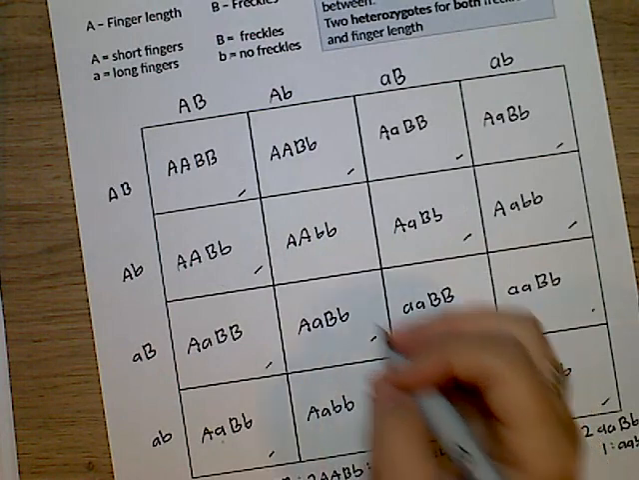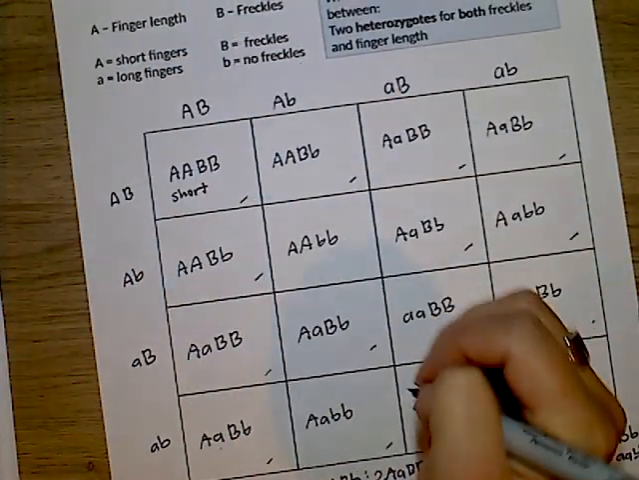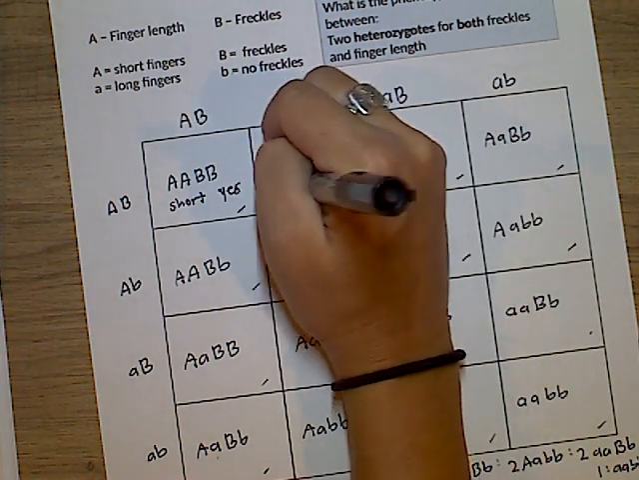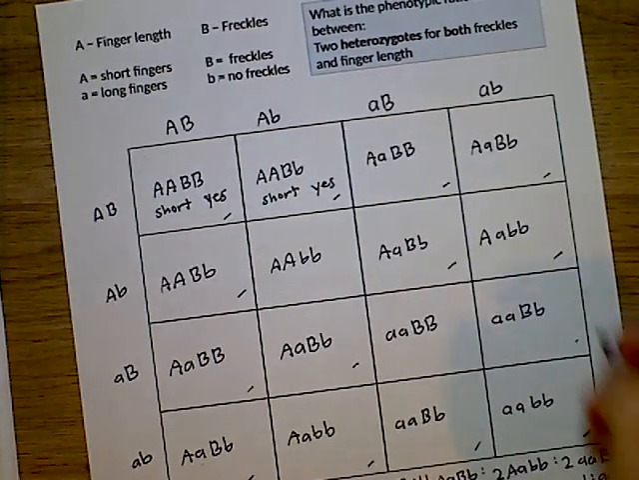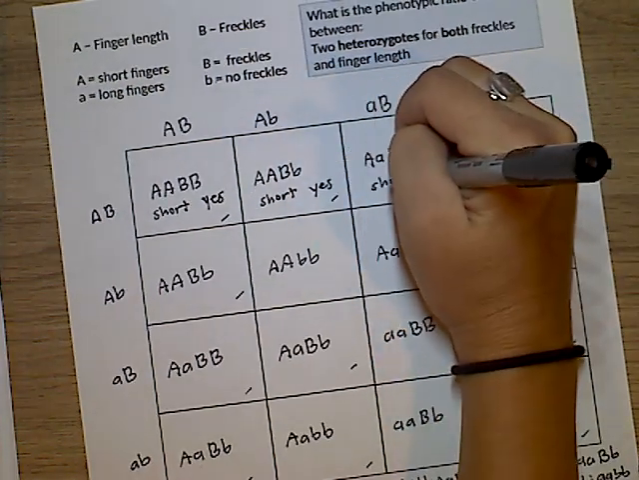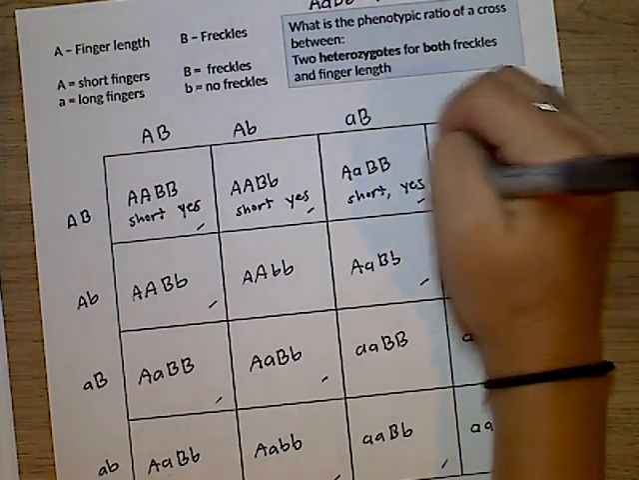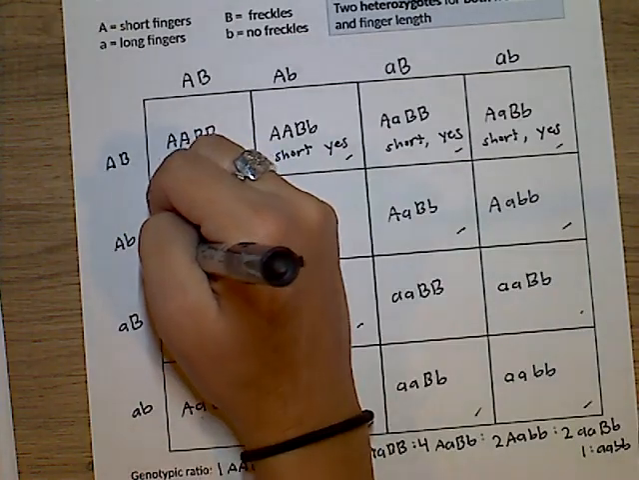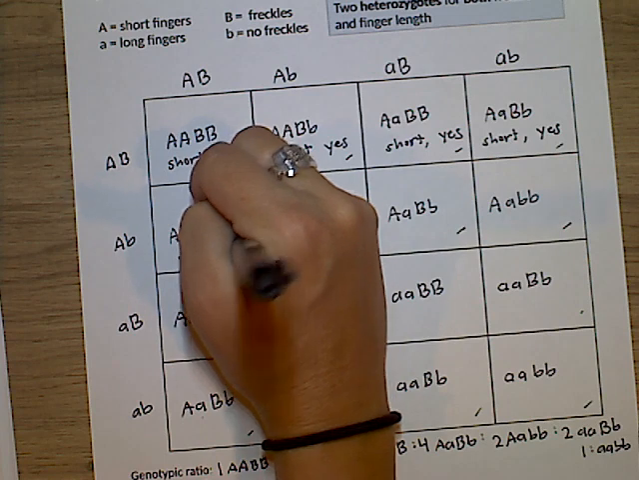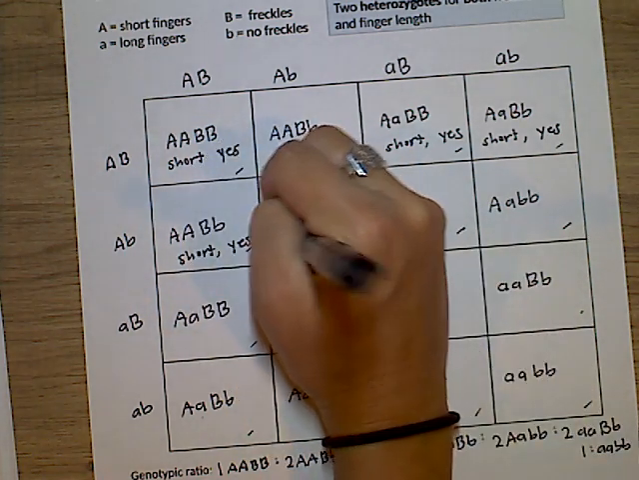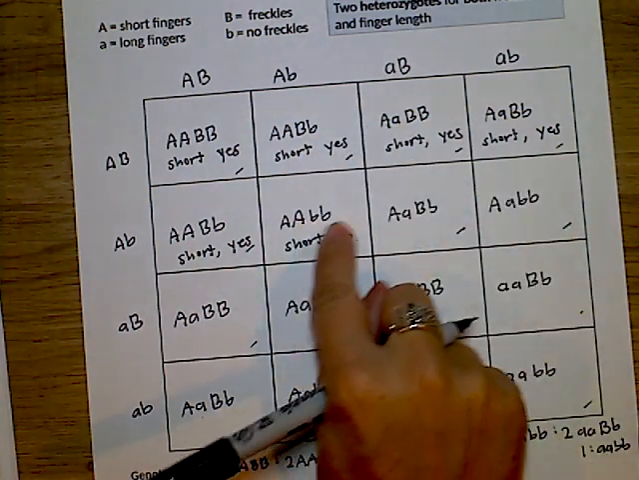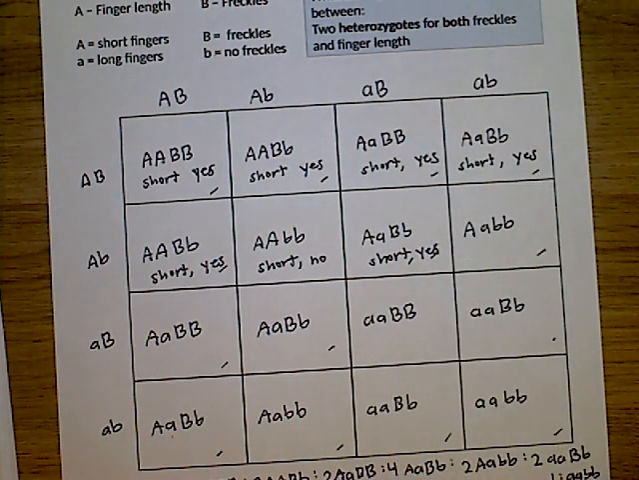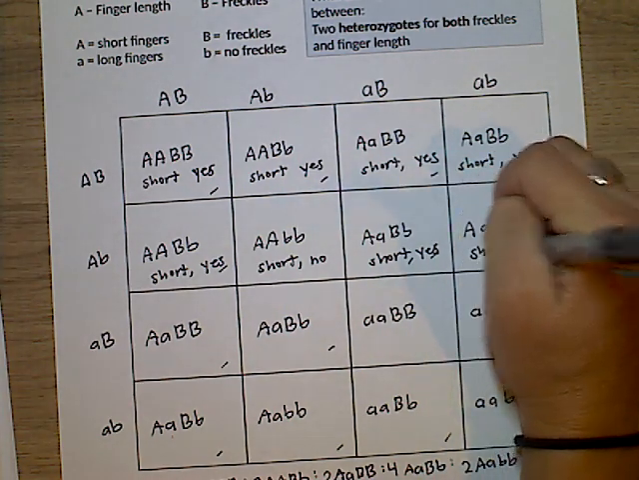So let's write out our phenotypes for each one. This one will have short fingers and freckles. I'm just going to say yes for freckles or no. This one will have short fingers and freckles. This one will have short fingers and freckles. And this one will have short fingers and freckles. Short fingers and no freckles. So we've got two homozygous recessive. This one will have short fingers and yes, freckles. Short fingers and no freckles.